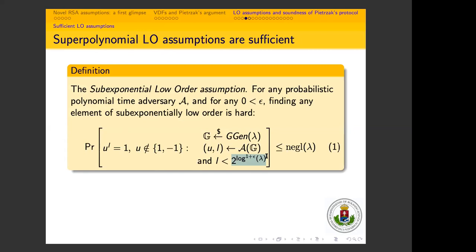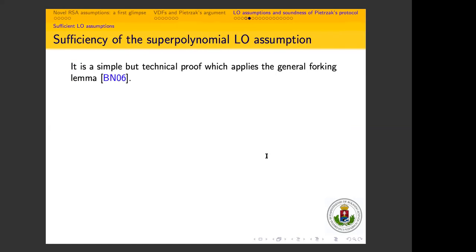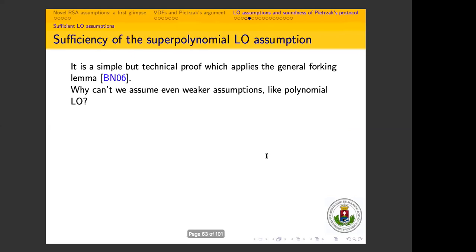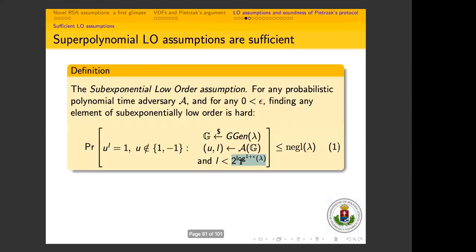Let us dream big, right? And it turns out that in that case, the assumption would not be sufficient. So it's kind of a technical proof. What we need to do is now prove that this sub-exponential low order assumption is indeed sufficient. How do we do that?